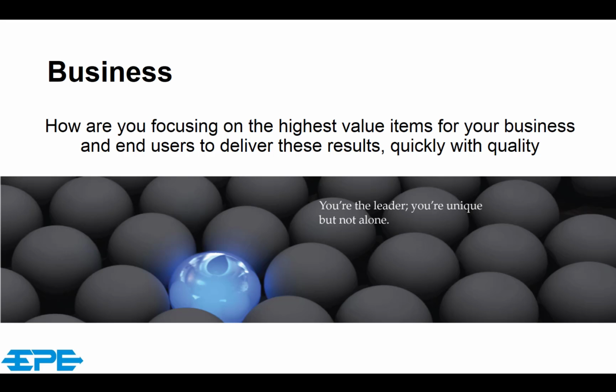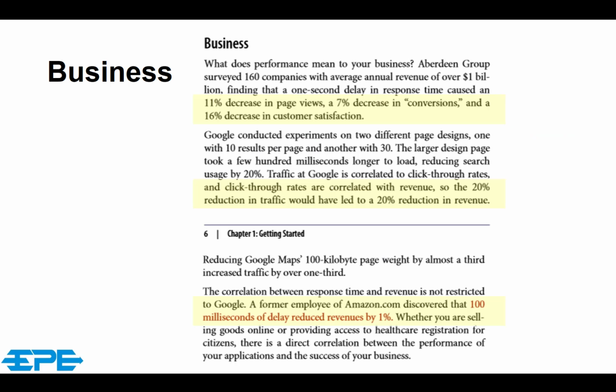So again, as an effective performance engineer, how is it culture, hardware, software, but now the business? How are you focusing on these bits so that you can ensure that you're delivering those highest value items for your business, for your customers, delivering them not only quickly but with quality. So if we go to the book, again, you can see I've highlighted 3 different sections here.